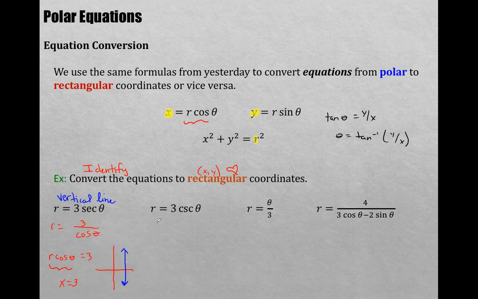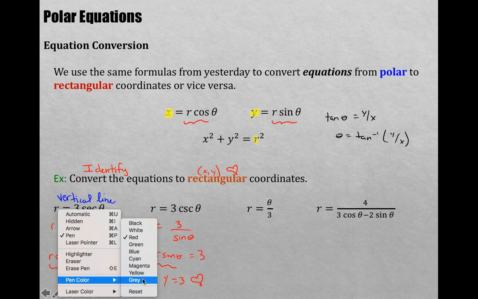Let's do the same thought process. I don't really like cosecant so much. That is a reciprocal friend of sine. Multiply both sides by sine. Oh, hey, r sine theta is the same as y. Oh, I recognize you. I know what you look like, just like I knew what you look like. This slope is not undefined. This slope is 0.